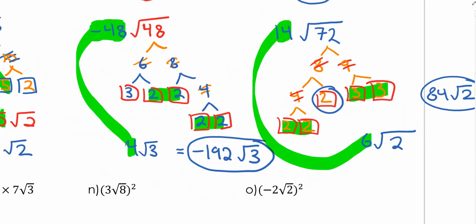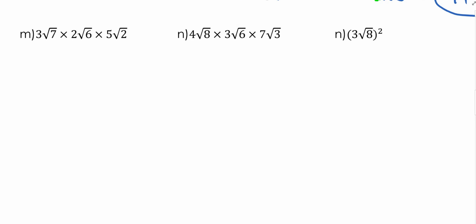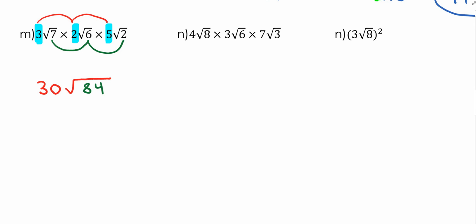Okay, so we have a few more of these kind of problems to go through, and then we'll be done with homework number 3. For homework number 3, for letter M, I have 3 numbers on the outside. So let's multiply all the outside numbers together. 3 times 2 is 6, and 6 times 5 is going to be 30. So 30 on the outside. And then on the inside, I have 7 times 6, which is 42. And 42 times 2 is going to be 84. So 84 on the inside.